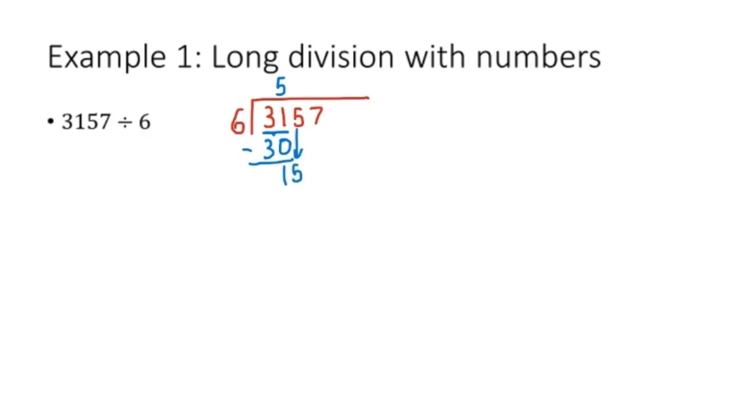Now we bring down the next digit, and we repeat the process over again. How many times does 6 go into 15? That'd be 2 times. 6 times 2 is 12, and 15 minus 12 is 3. Bring down the 7, and we do this again. How many times does 6 fit into 37? That'd be 6 times. 6 times 6 is 36, and 37 minus 36 is 1. Now there's no more digits left to bring down, so the 1 at the end we refer to as the remainder. So 3,157 divided by 6 equals 526 with a remainder of 1.